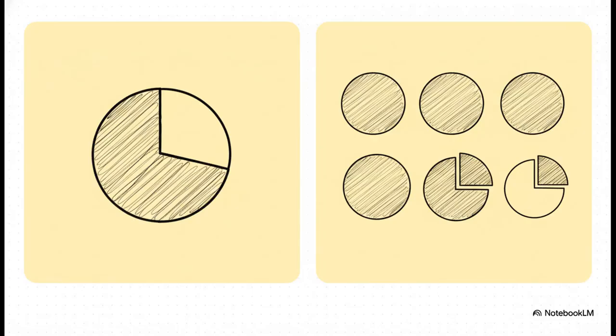So you've basically got two main flavors. A proper fraction, where the top is smaller than the bottom, like 1/2. That's less than a whole. Then you have an improper fraction, where the top number is bigger. This means you've got more than one whole thing, and you'll often see these written as mixed numbers.